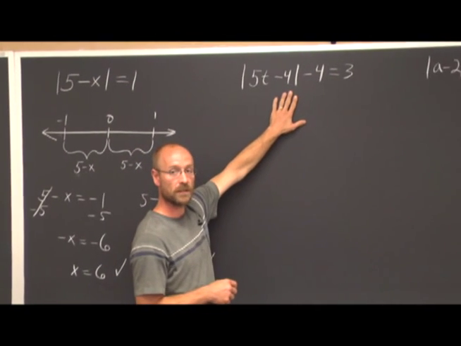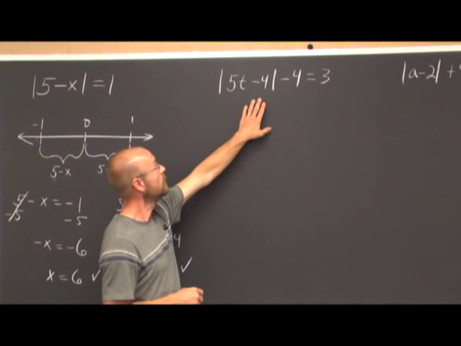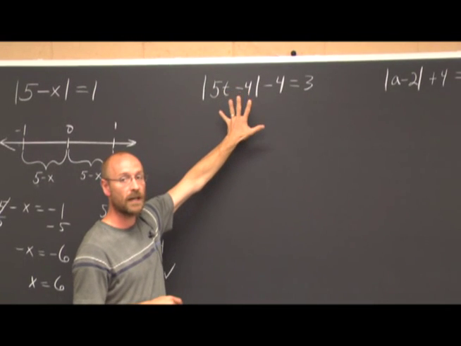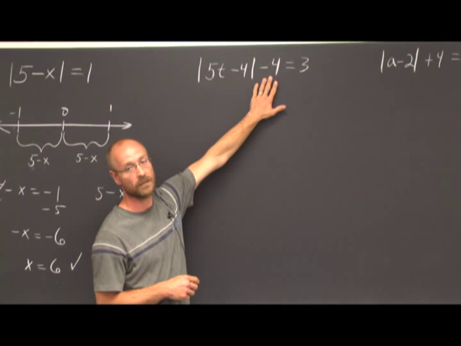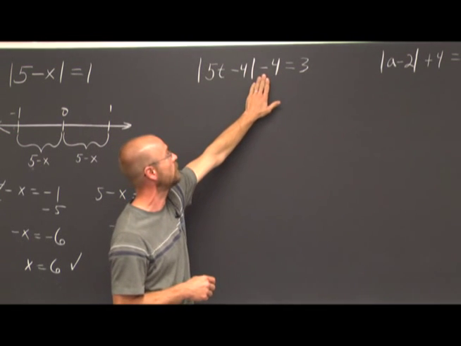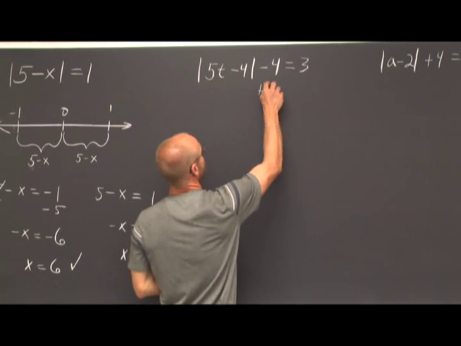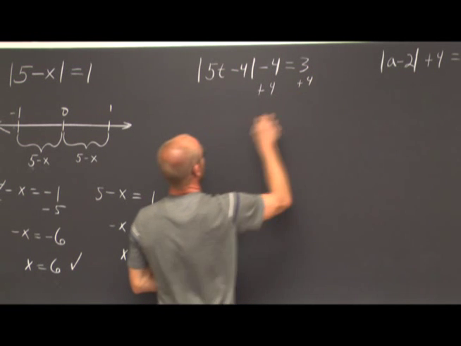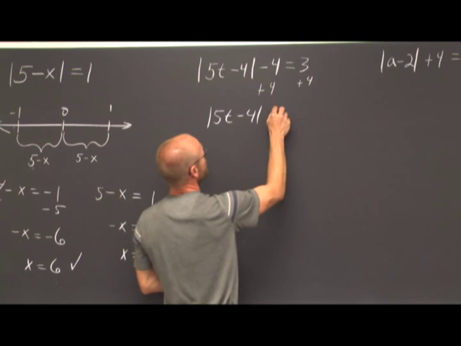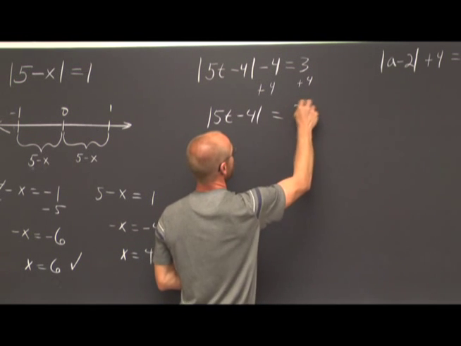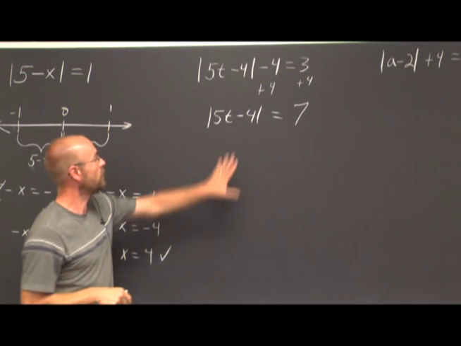Now here it's a little bit different than this example here in the fact that the absolute value is not all by itself on one side of the equal sign. What we have to do is we have to isolate it. So let's use those properties of equality. Let's add 4 to both sides. And if I do that, I get the absolute value of 5t minus 4 equals 3 and 4 is 7. So now we've isolated this.